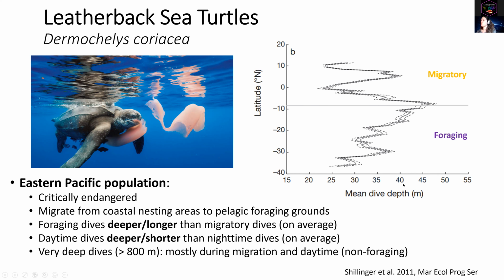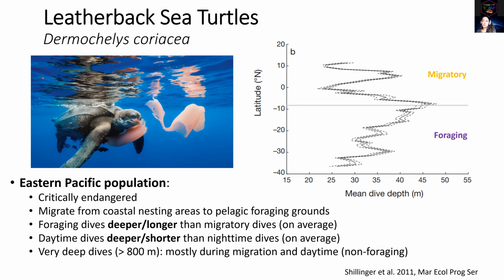And during that time, this graph is also showing their dive depth. They're actually associating with different depths. And there's a couple trends that we've already been able to pick out for their diving. When they're foraging, generally their dives are deeper and longer on average than their migratory dives. And they also have a diurnal pattern to their diving. So during the daytime, their dives tend to be deeper and shorter than their nighttime dives.